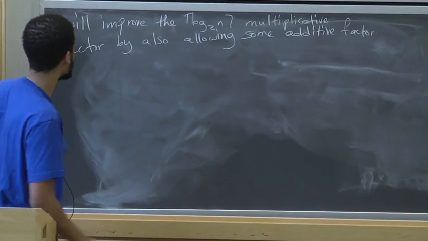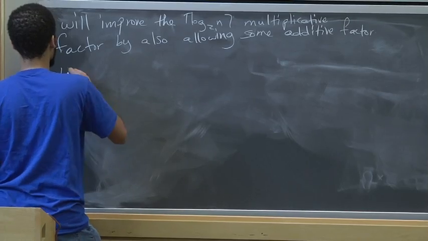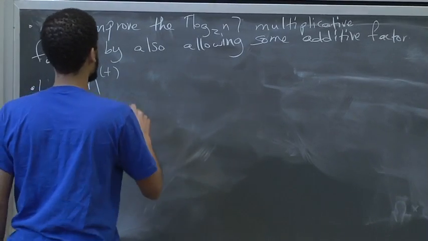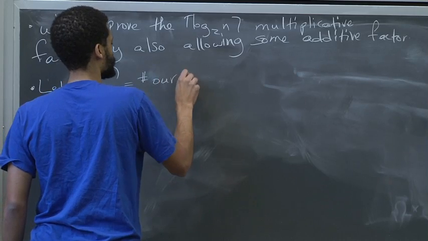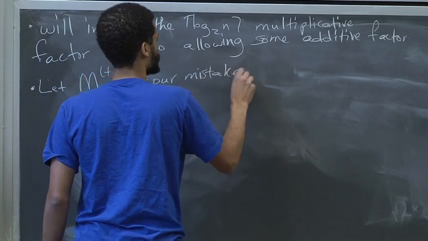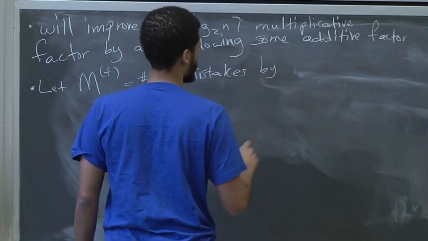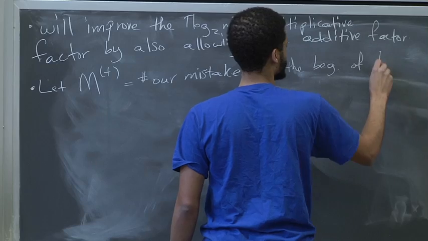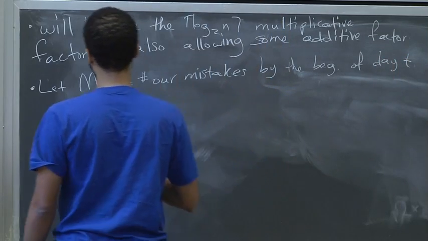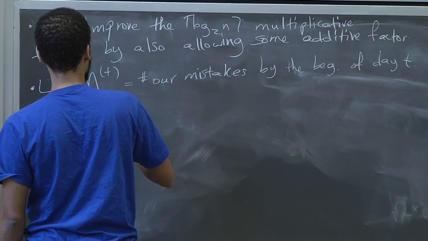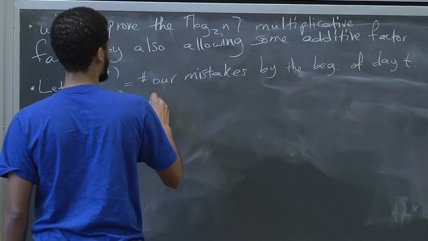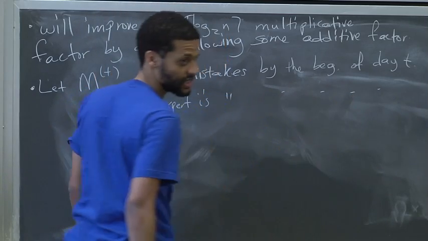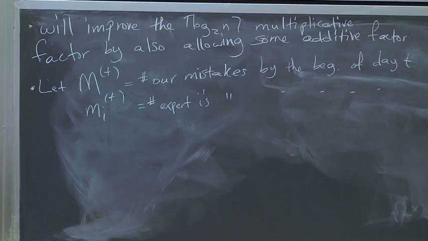Okay. So I'm going to define some notation. Let MT equal the number of our mistakes by the beginning of day t, and m_i^t is the number of expert i's mistakes by the beginning of day t.